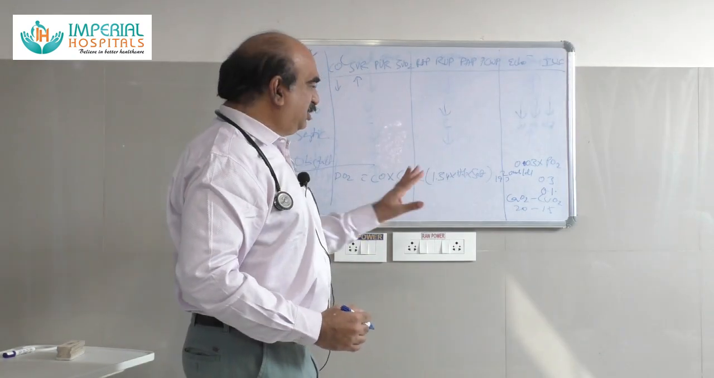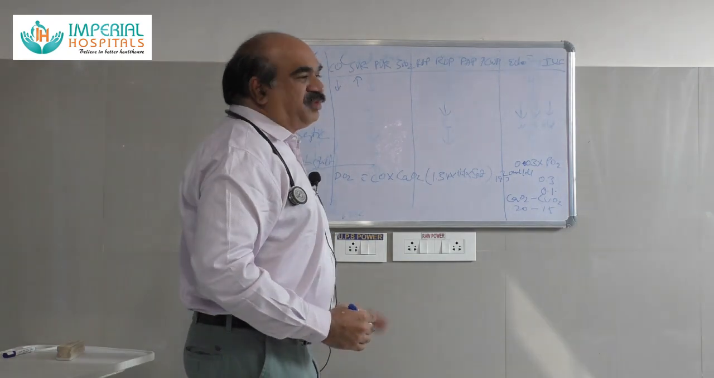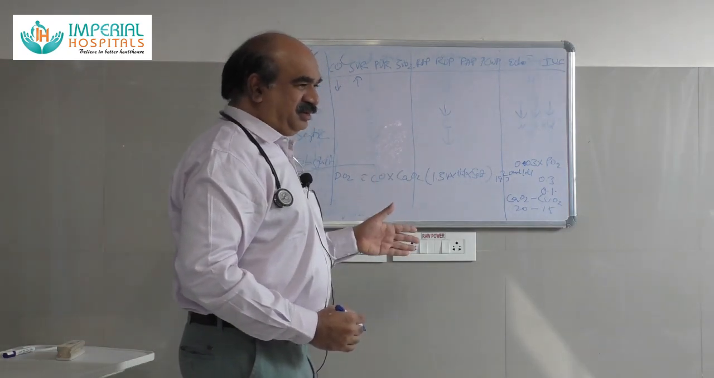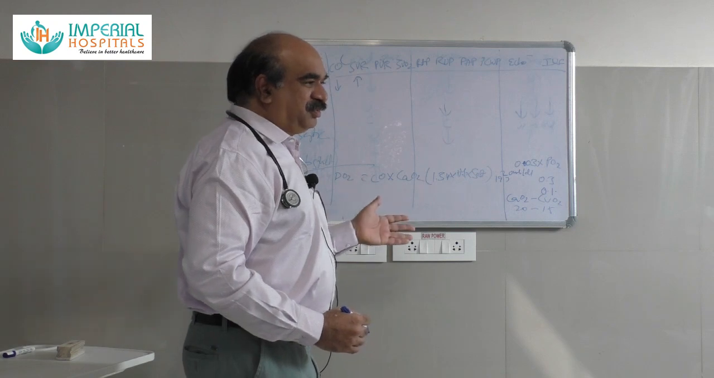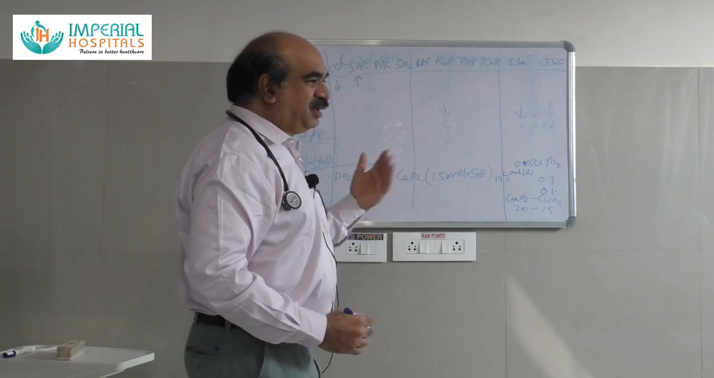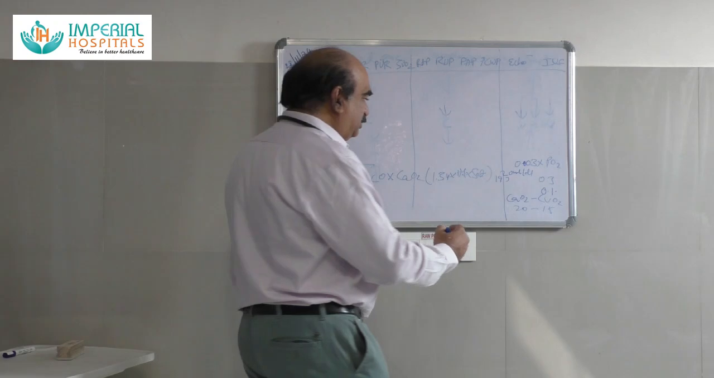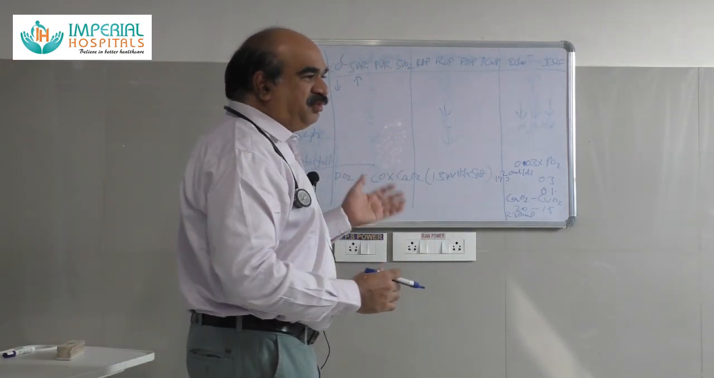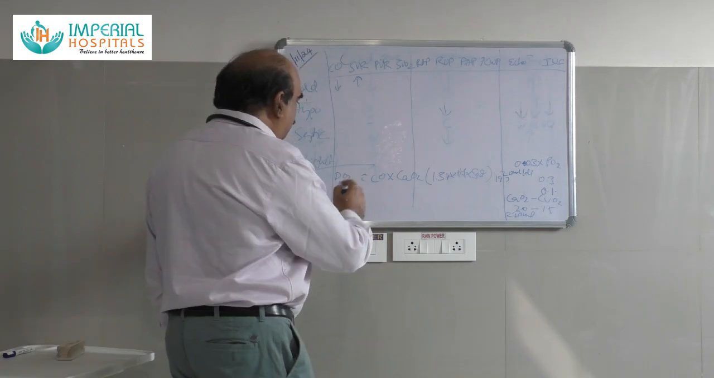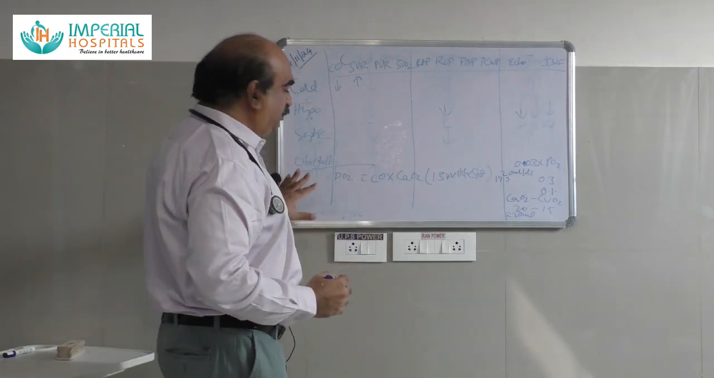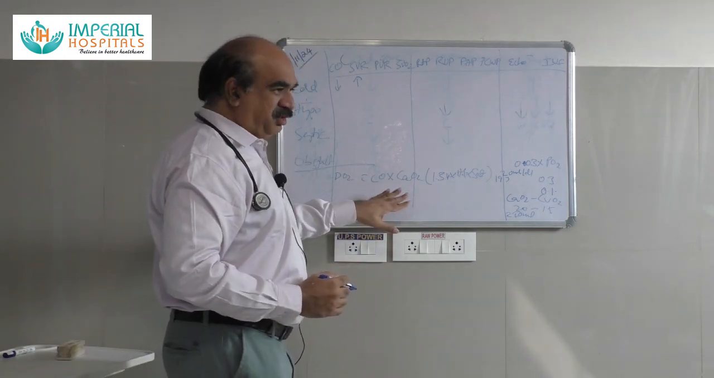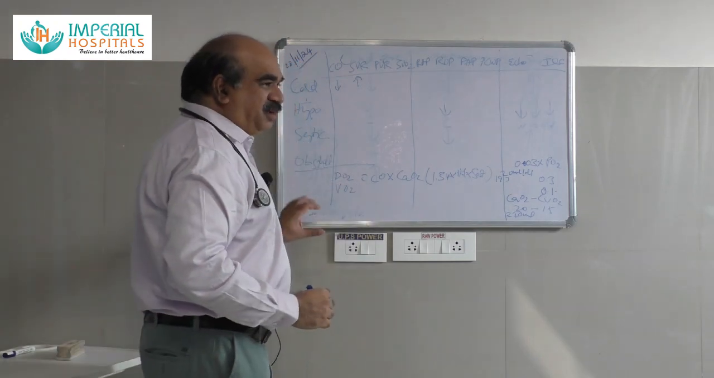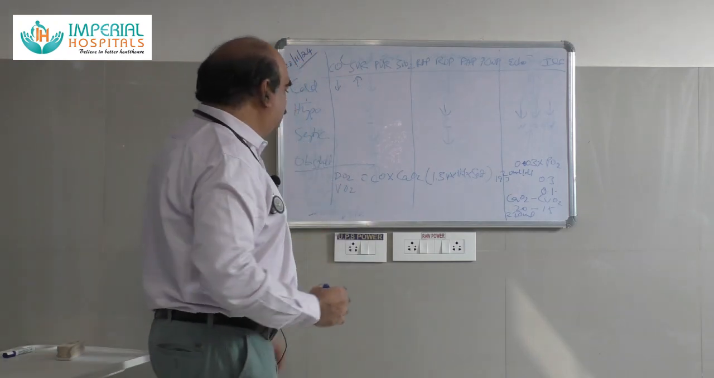CaO2 minus CvO2, 5 ml per deciliter, means 50 ml per liter. For 5 liters of blood volume, that is 250 ml. So oxygen uptake, VO2, is around 250 ml per minute. The formula for DO2, delivery of oxygen, is cardiac output times CaO2. Then this is VO2, uptake of oxygen by tissues.